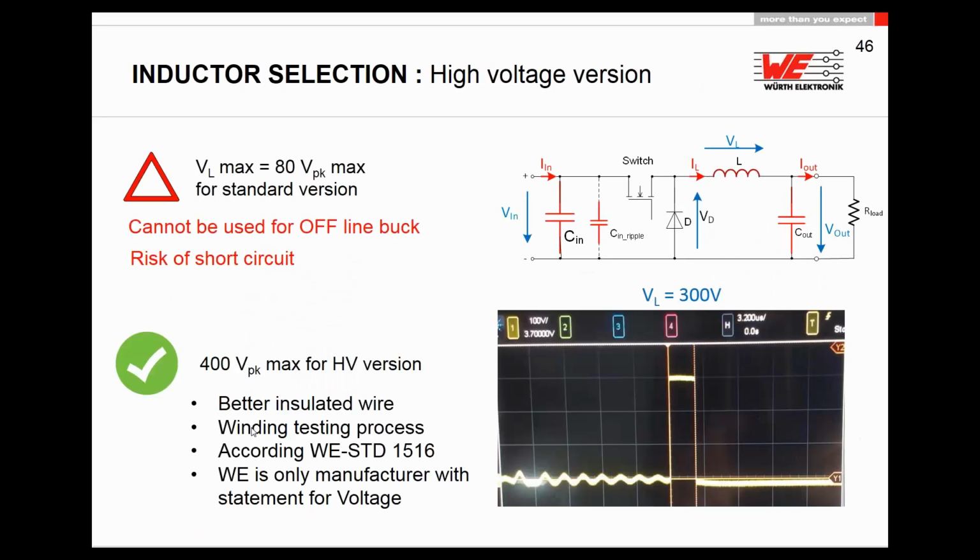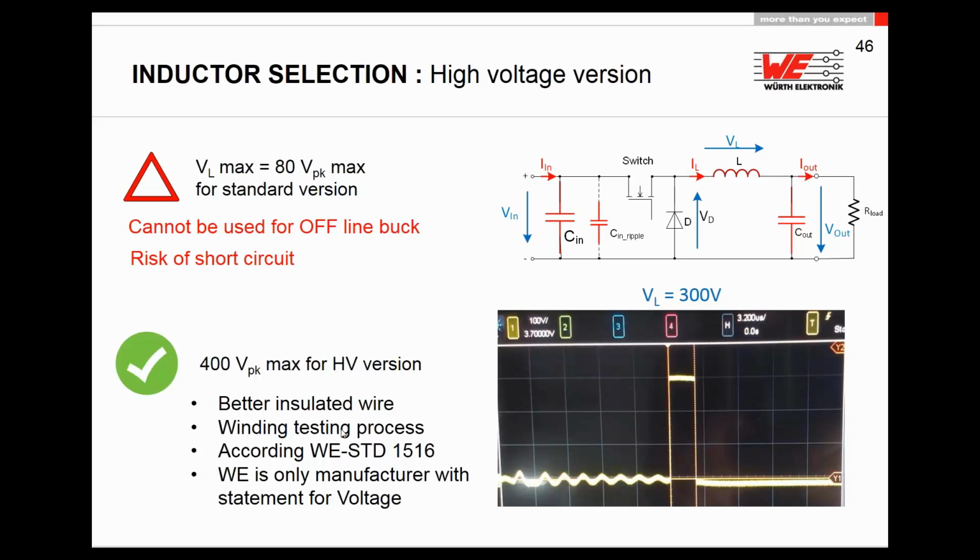The high voltage is also important. Standard inductors can be used only up to a maximum of 80 volts. That's the peak of the standard version. It cannot be used for offline, because you have a high voltage applied to the inductor itself. And for the high version, please use our high version defined inductance, because we are using a better isolation for the wire. We have a winding testing process which is unique.